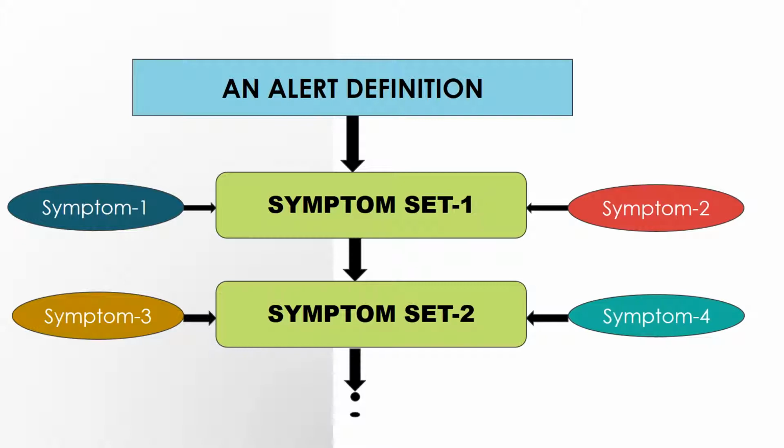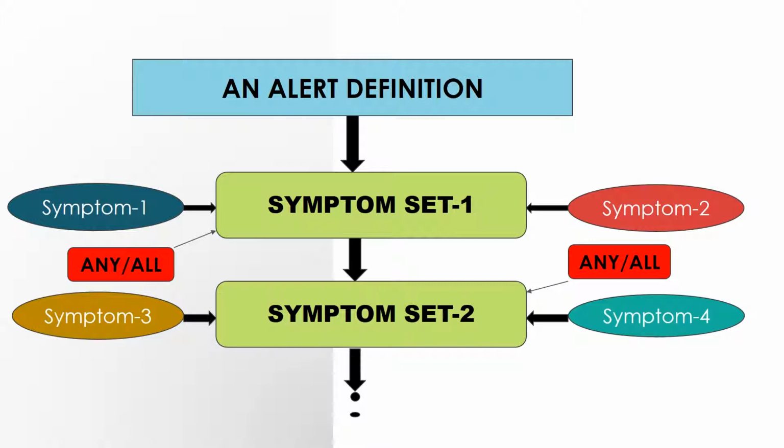So, the symptoms in each symptom set are evaluated to be true or valid. And then there are two criteria to decide when a symptom is true and if alert will be triggered. The matching criteria can be of type any or all. In any, even if a single symptom evaluates to be true, then the whole symptom set will evaluate to true. And in case of all, symptoms in the set must evaluate to be true in order for the symptom set to evaluate to true.